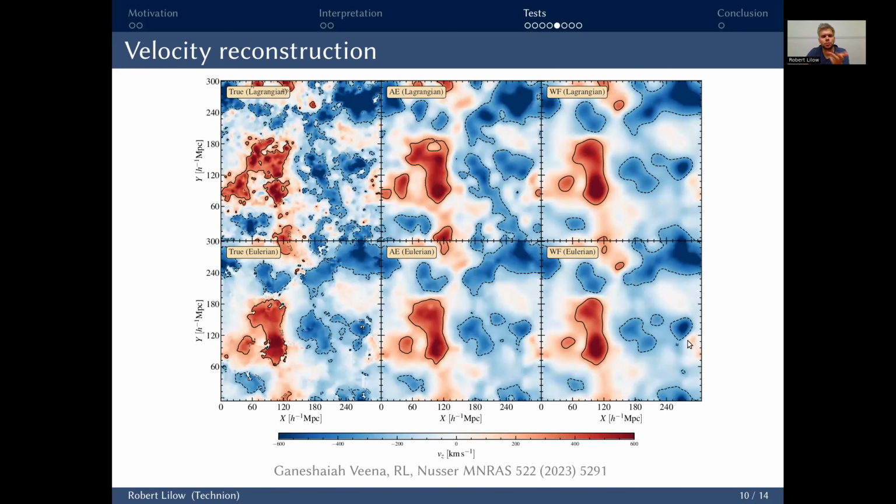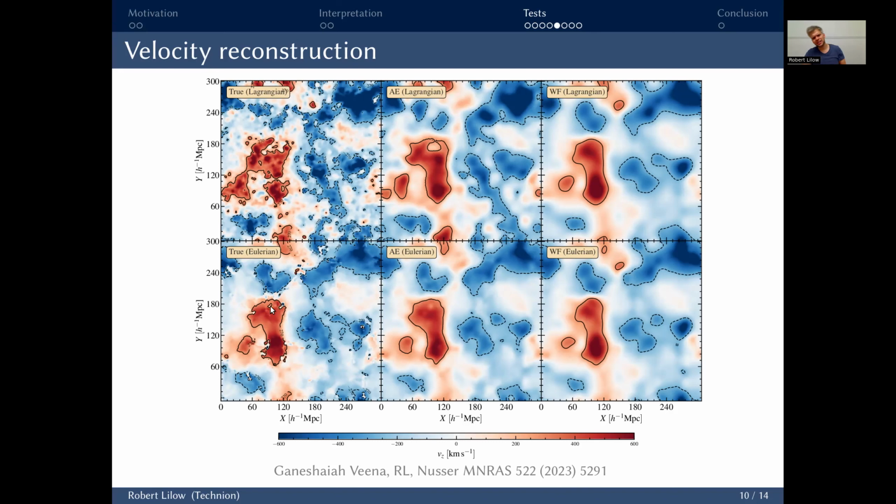And now we also repeated the same thing for the pure velocities. So here I'm showing in the upper panels the velocity in Lagrangian space, the lower panels in Eulerian space. Lagrangian space is interesting because there's a more nonlinear mapping between data and signal, also is relevant for initial condition reconstructions. And for that you can see, while neither of the two estimators are able to capture all the fine details, still the autoencoder captures much more of the intermediate scale features than the Wiener-filter does.